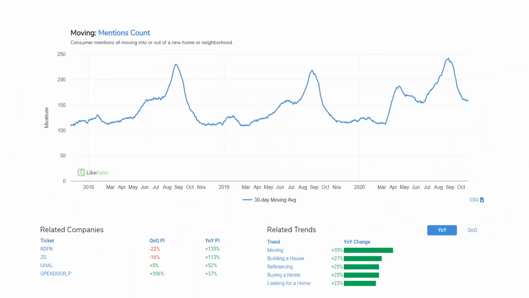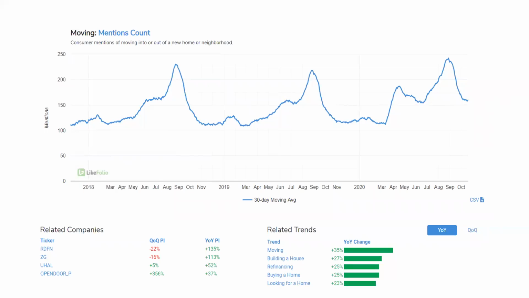What we like to do is we like to understand and look at things not just at the company level, but also understand what's going on overarching and for consumers. So how are big picture trends shifting? And you can see these are mentions of people who are talking about moving, whether they're moving into or out of a new house, moving into or out of a new neighborhood. And I think these mentions increased, it was about 35% year over year in the month of October. And this was pretty significant.